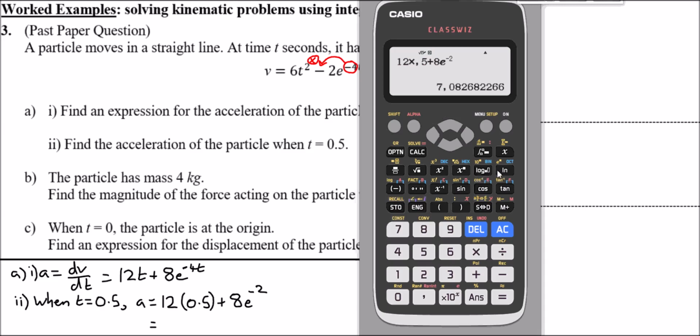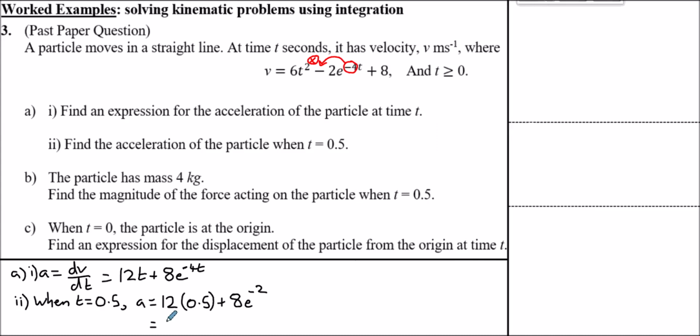Talking absolute nonsense. Anyway, what we should know by now is that if in doubt, give answers to 3 significant figures. And so I'm going to give this to 3 significant figures, so call that 7.08. Pop the units in. It's going to be meters per second minus 2. Sorry, meters second minus 2.